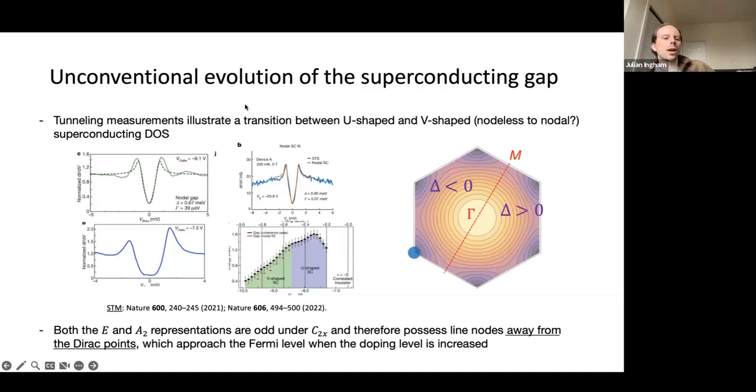And so this superconducting order parameter is nodeless near the Dirac point, but as we increase the size of the Fermi surface, it approaches this nodal line, and so the superconducting order parameter should go to 0 and, in fact, exhibit an exact node in the hypothetical limit where this Fermi surface touches this line here. And so that can explain the unconventional evolution in the superconducting gap.